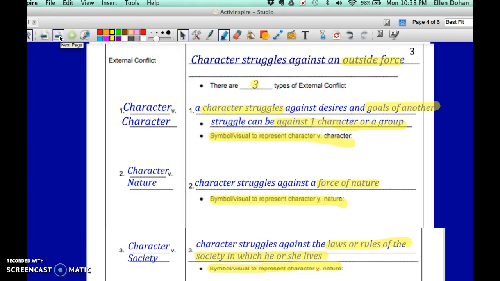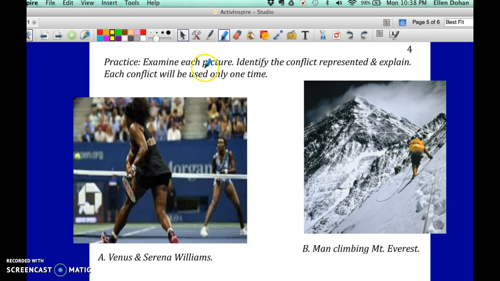All right. Now that you have all the notes and have visualized and processed each of these different types of conflict, the 3 external and the 1 internal, you're going to do a little bit of practice. So what this is going to look like is in section 2 of your ELA notebook, you're going to examine each picture, identify the conflict represented, and explain. Each conflict will be used only one time. So I've included a caption for each picture. In your ELA notebook, make sure you write the letter, the type of conflict, and explain why.